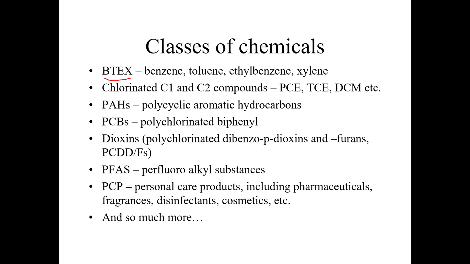Chlorinated C1 and C2 compounds include things like perchloroethylene, tetrachloroethylene and dichloromethane. These are all used as solvents, and they're big environmental problems. PAHs are polycyclic aromatic hydrocarbons. PCBs are my favorite chemicals. They're what's putting my kids through college. I'm an expert on PCBs, so we'll talk a lot about those.